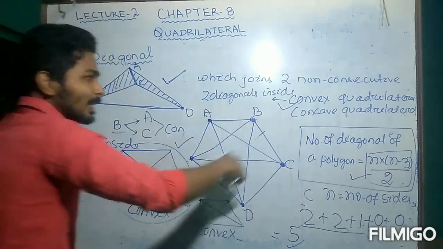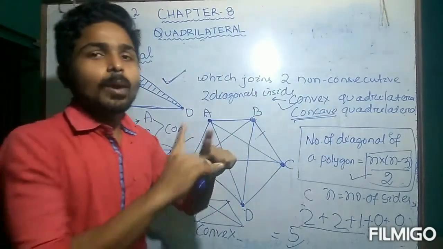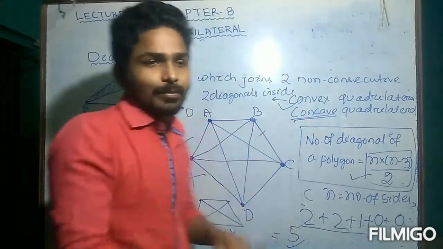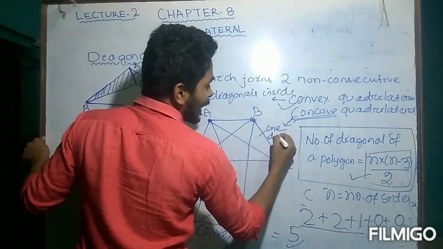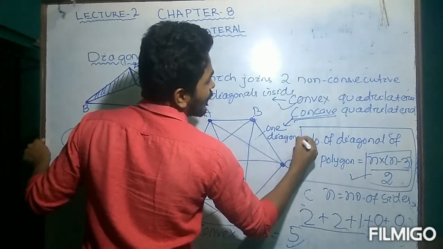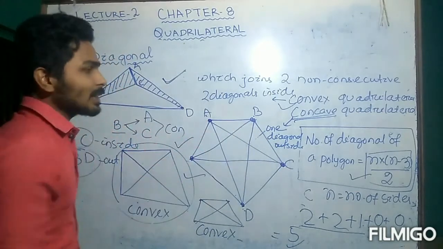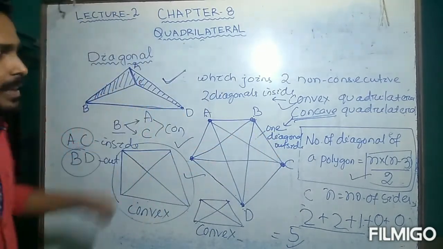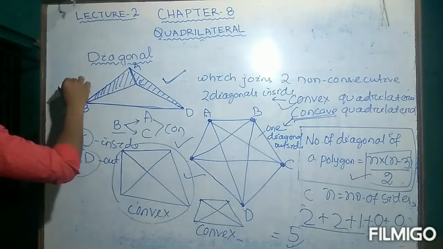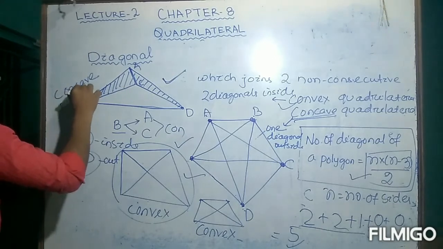Understood? Then what is the meaning of concave quadrilateral? A quadrilateral in which at least one diagonal lies outside the figure. One diagonal outside. So a quadrilateral in which one diagonal lies outside the figure like this is known as a concave quadrilateral. You can write the definition.